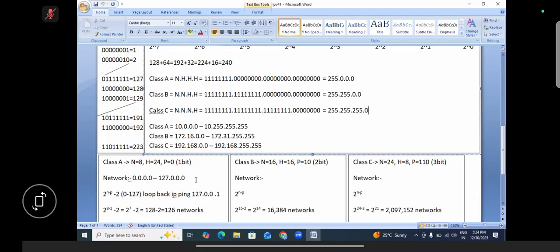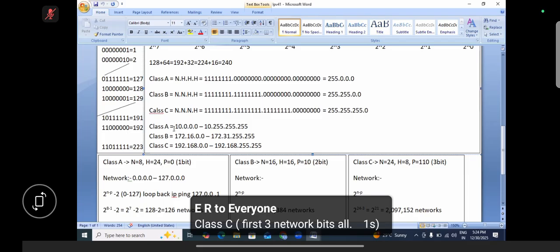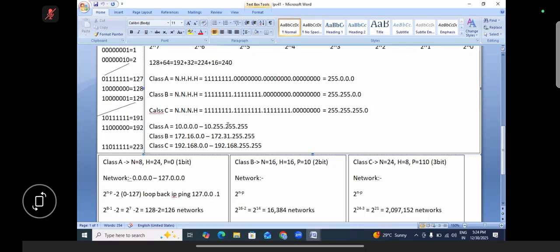This is a very, very important calculation, right, guys? Class A: 10.0.0.0 to 10.255.255.255. Class B: 172.16.0.0 to 172.31.255.255. Class C: 192.168.0.0 to 192.168.255.255.